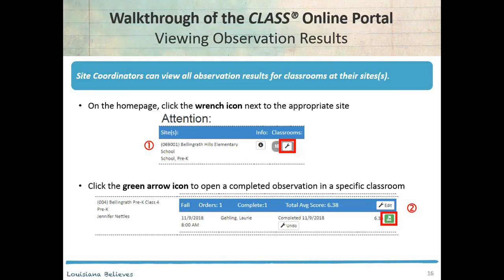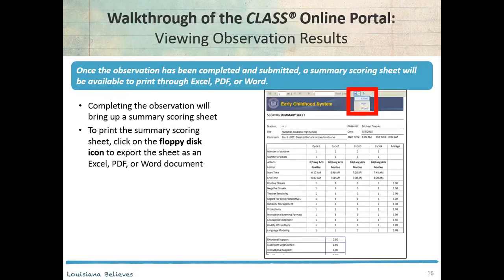So in this example, there was an observation that occurred on November 9th at 8 a.m., gives you the name of the observer, and then you can click that green arrow icon, and you're going to see the report. It may be useful to you to save it or print it. You are free to do this, of course. There's a floppy disk icon that you can click on at the top right or kind of top center that gives you the option to print it either in Excel, PDF, or Word.